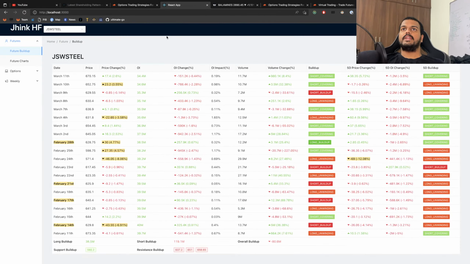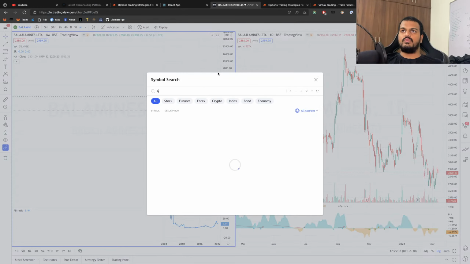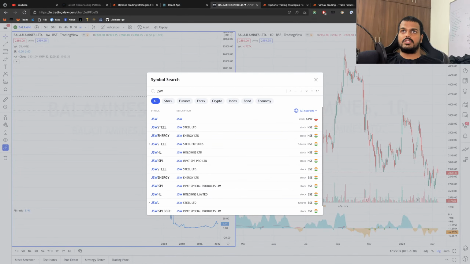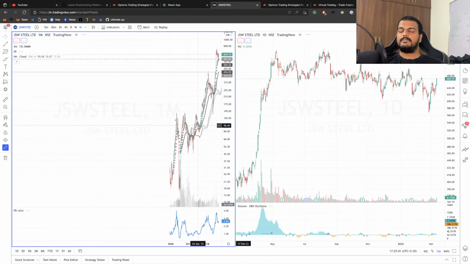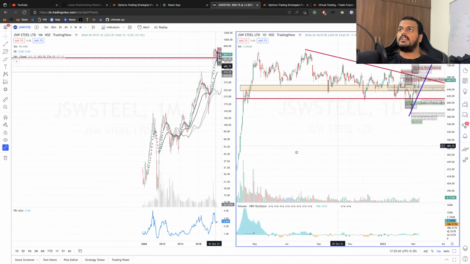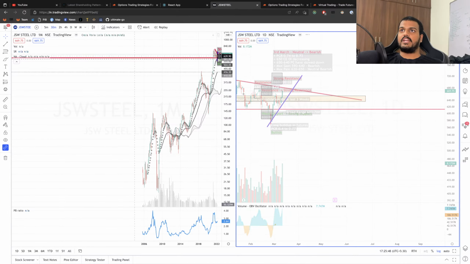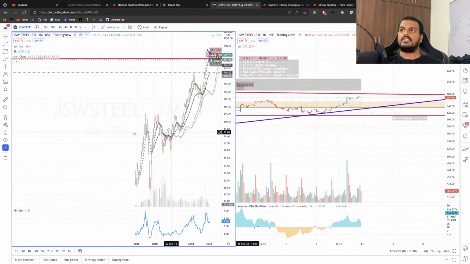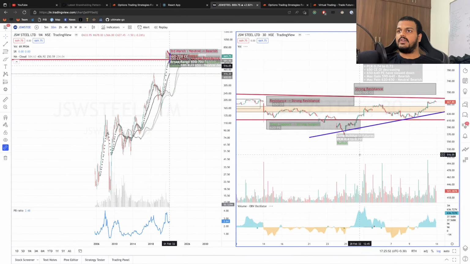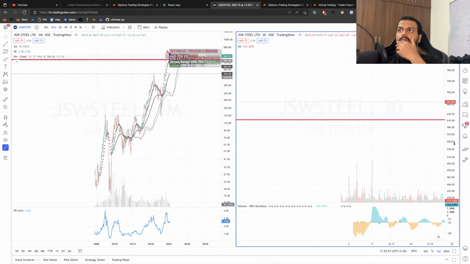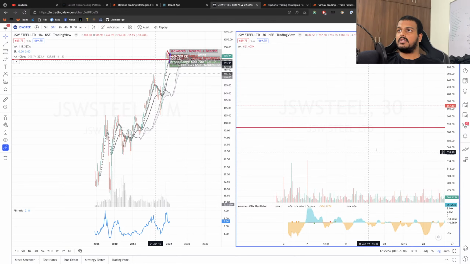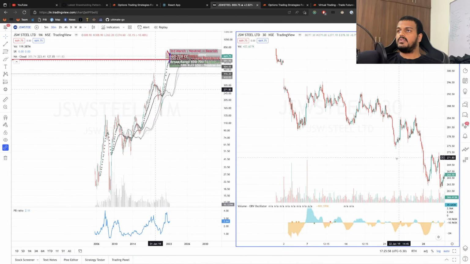So I'm going by the dates. These highlighted dates are when there was a long build-up and there were short build-ups. So I'm going to JSW Steel, and I've noted down what all trades I wanted, but I'll keep this as this one. And now if we are observing, this is a 30 minutes chart, and let me go to the latest one.